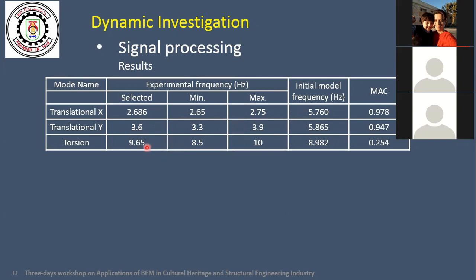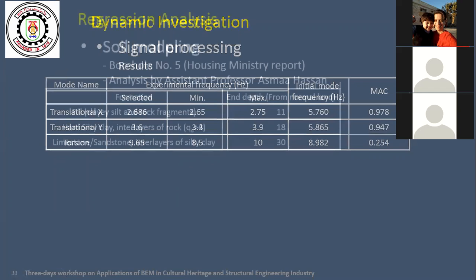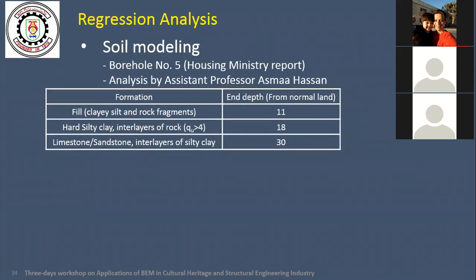The torsion was a little bit better. The experimental was 9.6 versus a numerical value of 8.9. So it was obvious that our finite element model needs improvements. The improvement was done by looking at two things.